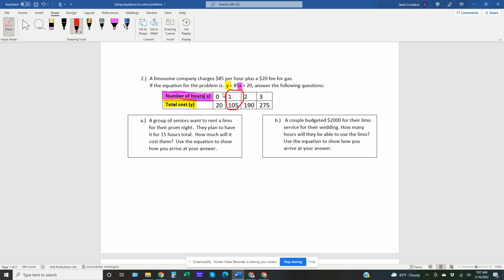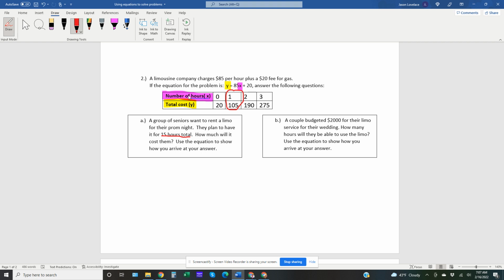All right, so our first question here, a group of seniors want to rent a limo for their prom night. They plan to have it for 15 hours total. How much will it cost them? Use the equation to show how you arrive at your answer. All right, first step, I have to figure out what I know. So I know that they want to rent it for 15 hours total.